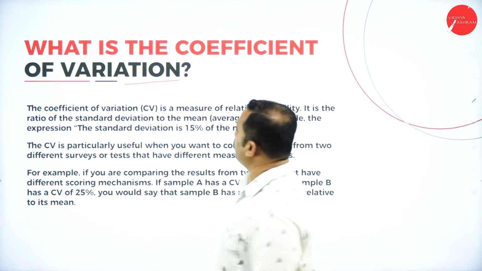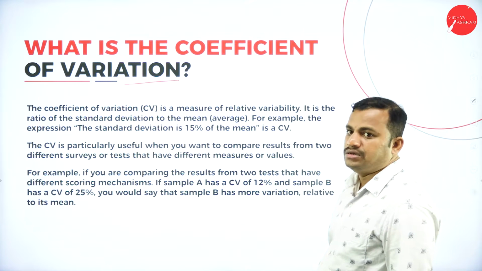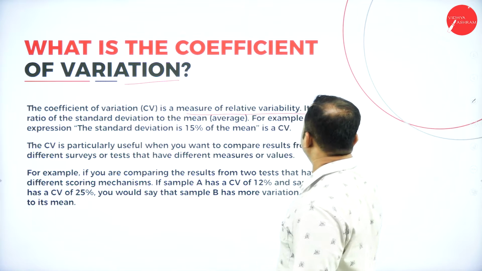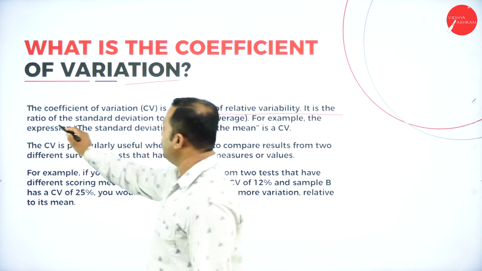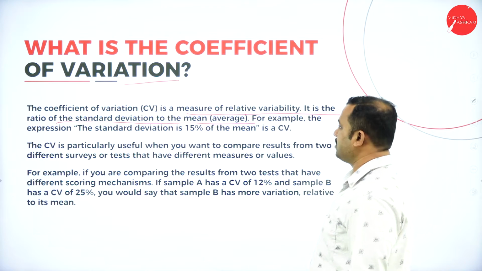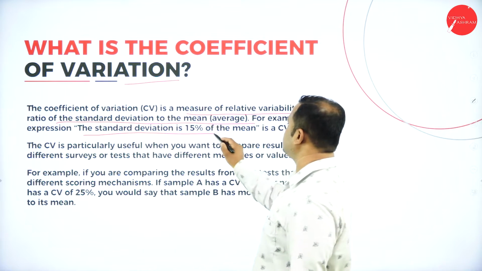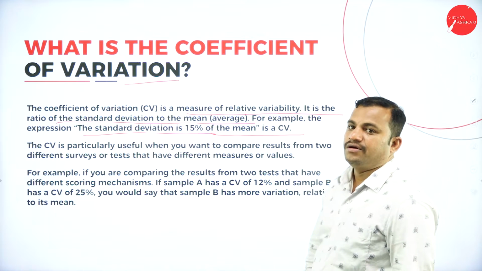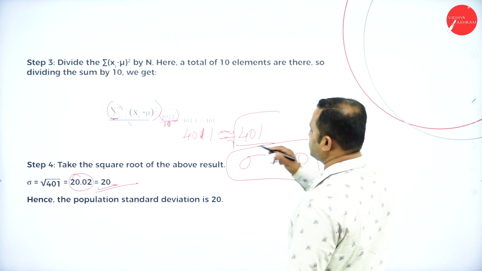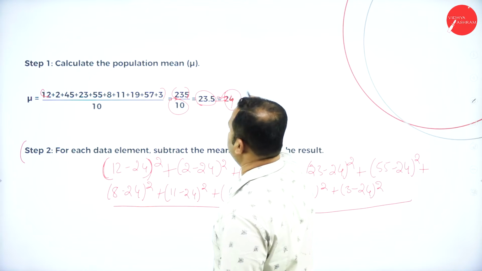Coefficient of variation. What is coefficient of variation? CV, the coefficient of variation, is a measure of relative variability. It is the ratio of standard deviation to the mean average. For example, the expression "the standard deviation is 15% of the mean" is a coefficient of variation. What is the value of mean here? Mean is equal to 24.